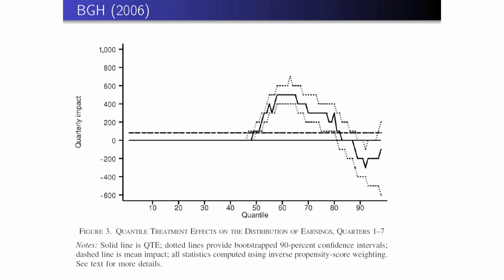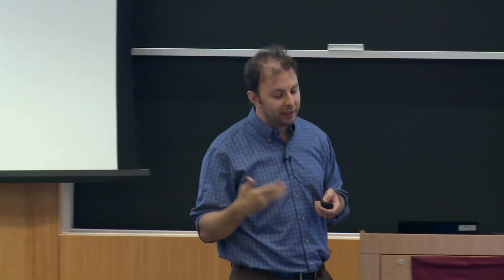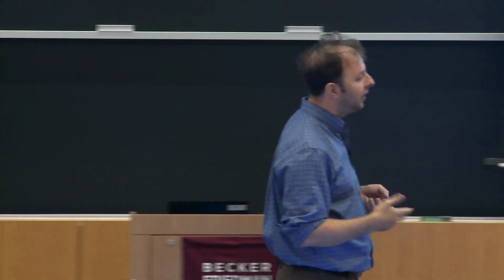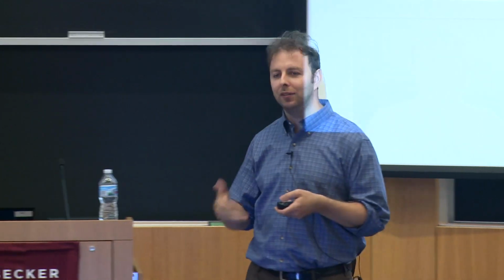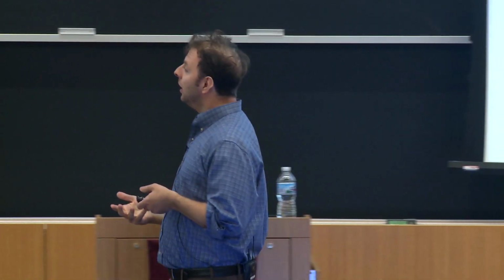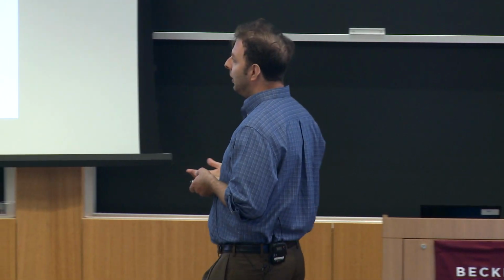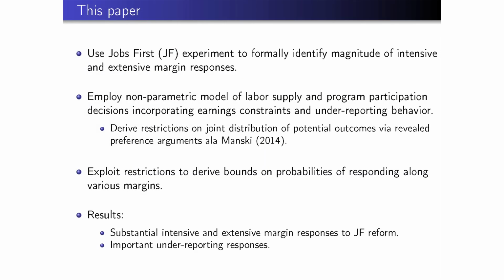Around here, you're seeing that the middle quantiles are boosted, but the top quantiles actually have negative earnings impacts, okay? And so they interpret these negative impacts up here as signs of a negative intensive margin labor supply response. But that's just qualitative, and of course, we all know that quantile treatment effects just give you the impact on the distribution. They don't give you the distribution of impacts. So what I'm going to do in this paper is try to learn something about the distribution of impacts.